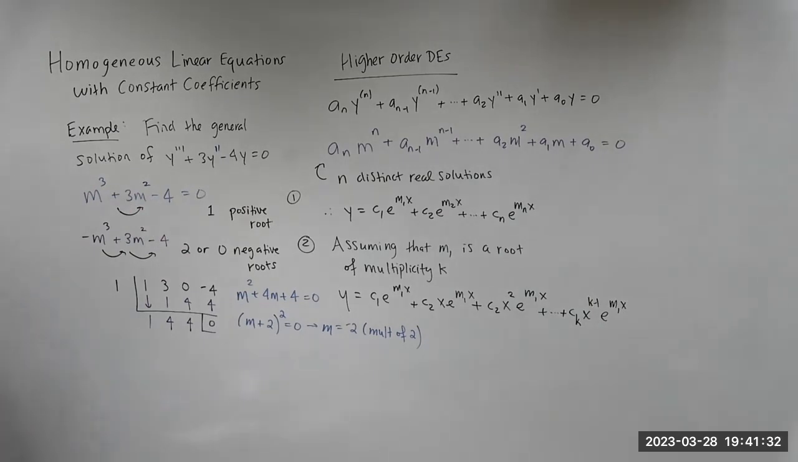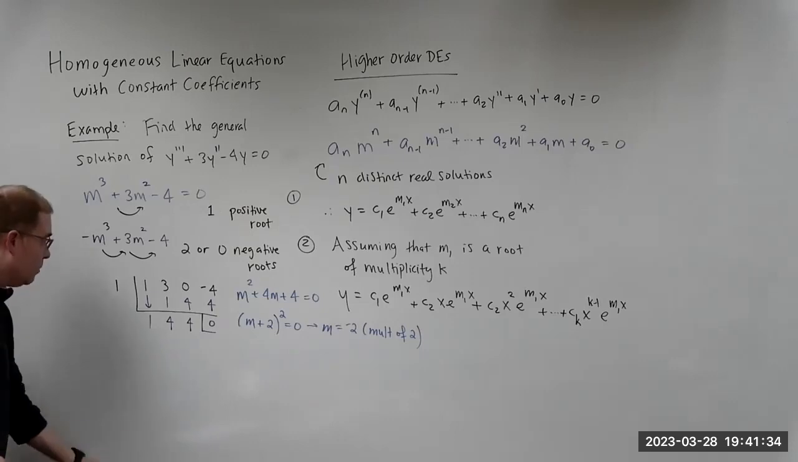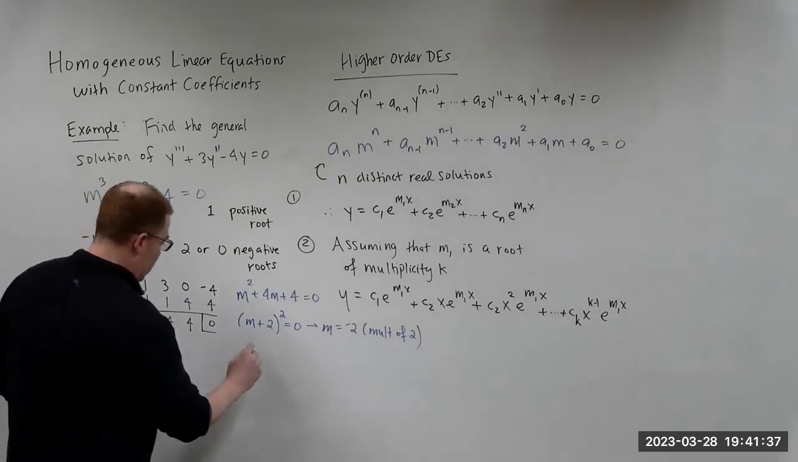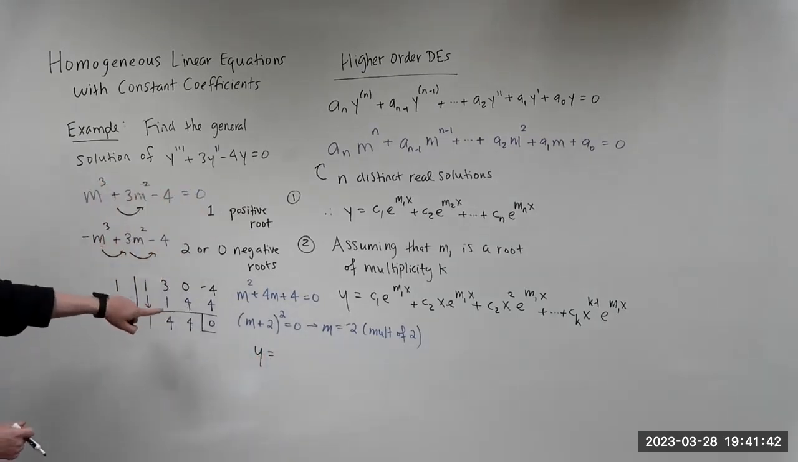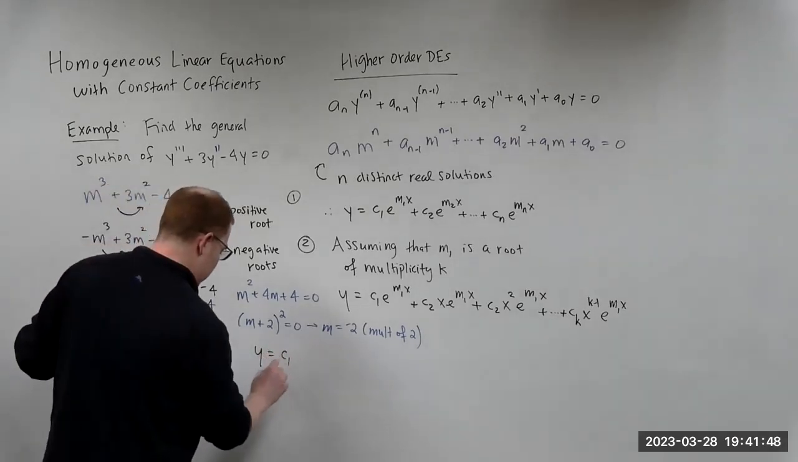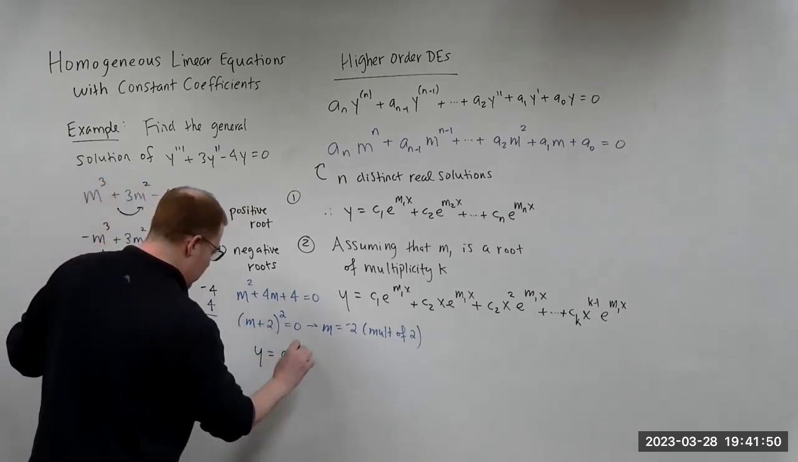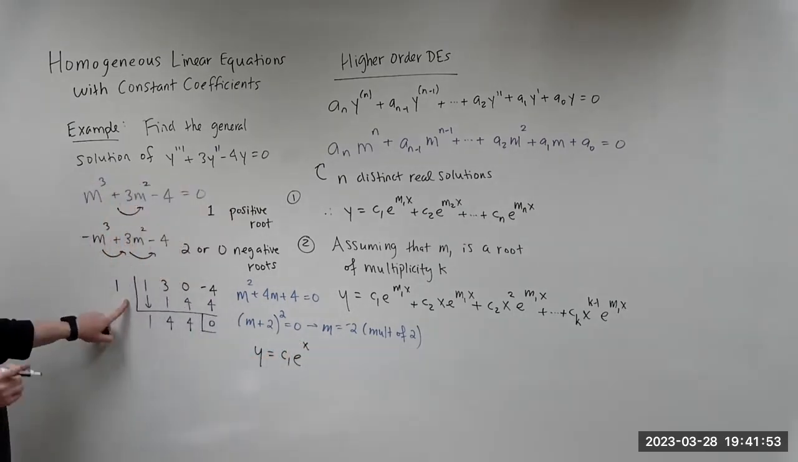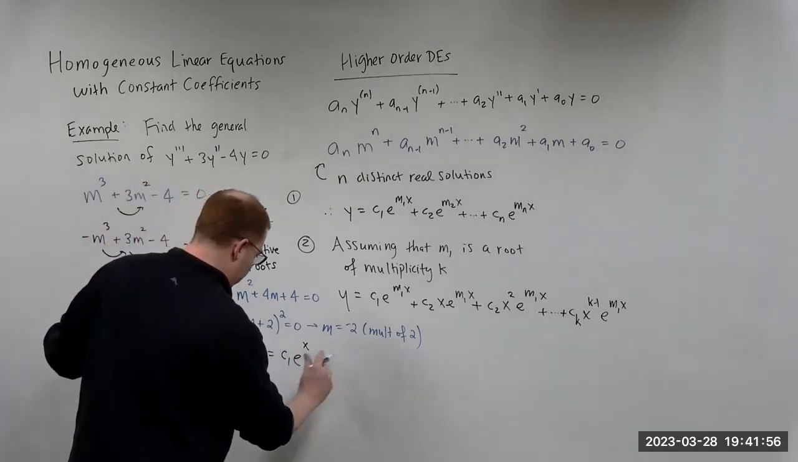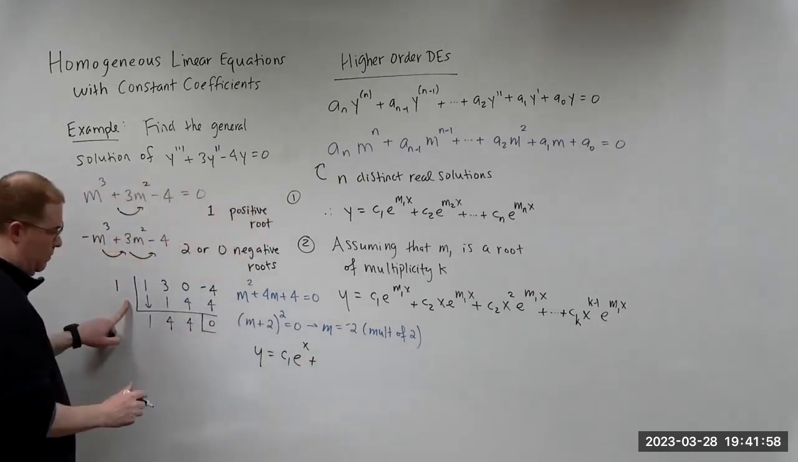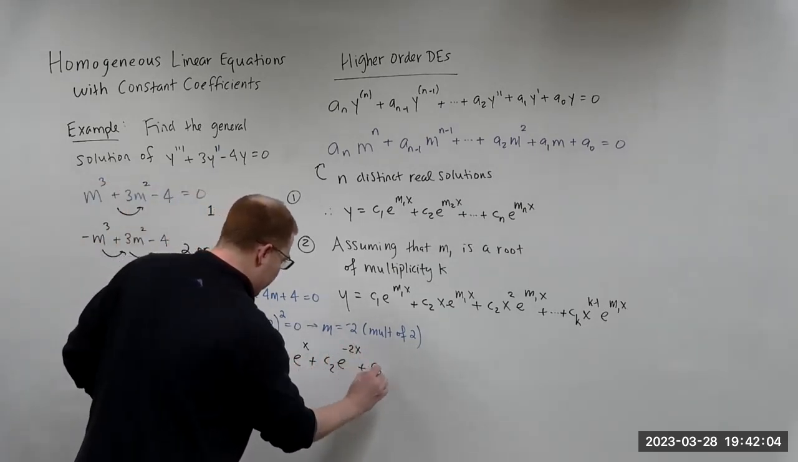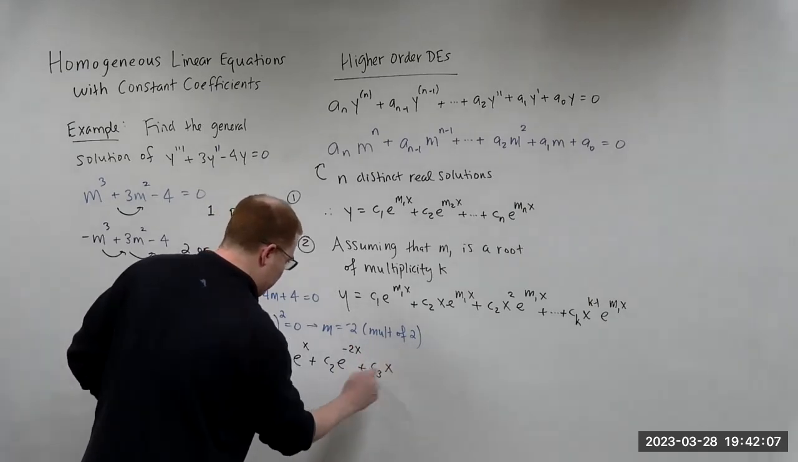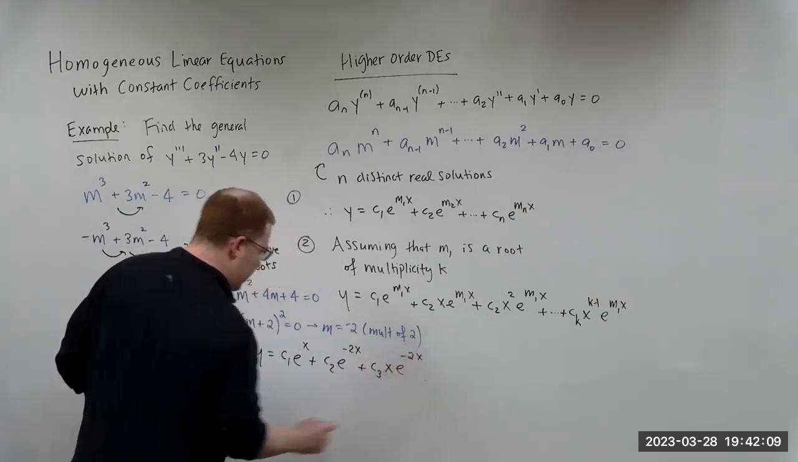Based on that, we can formulate our solution. We have one distinct root here, so that's going to be y equals, let's put a constant there, C1 e to the x. And then plus, we do it for these two. We have multiplicity of two, so we're going to have C2 e to the minus 2x, plus another term because of multiplicity of two, so we need to multiply this by x. And there it is.